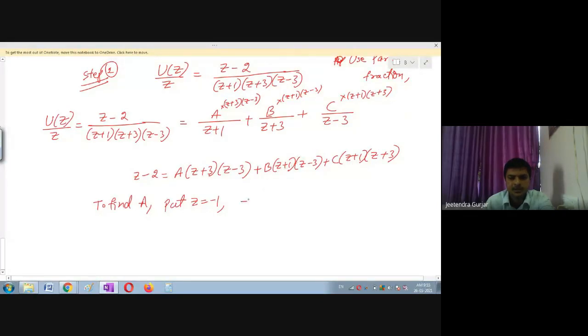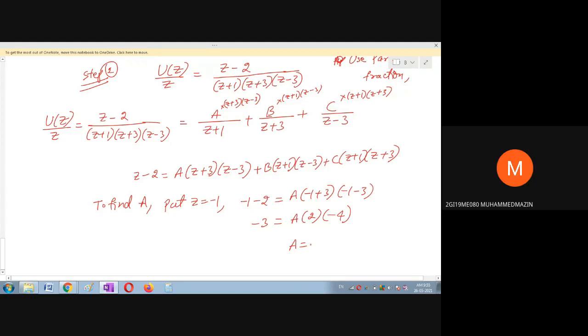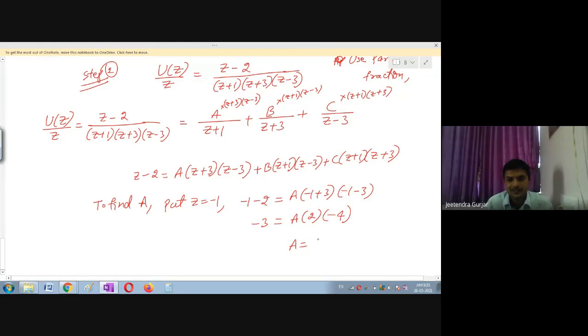So what is remaining? Yes, it is minus 1 minus 2 is equal to A in the bracket minus 1 plus 3, minus 1 minus 3. So therefore this is minus 3 is equal to A. This is 2 and this is minus 4. So minus into minus, plus 2 into 4, this is going to become 8. 8 will come down. Please tell me what is the answer of A. Three by eight. Yes, very good, excellent.